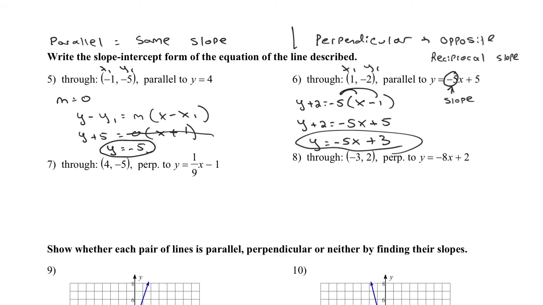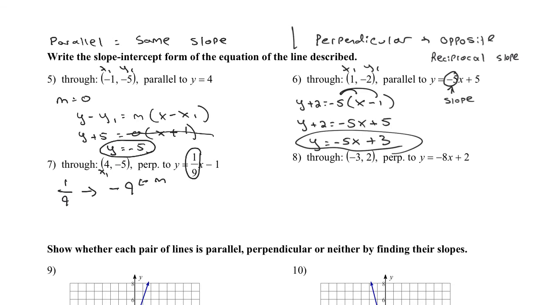All right, moving on to number 7. If I want something perpendicular to this, perpendicular to 1/9 means that we need to flip it. So flipping it would be 9/1, and change the sign. So my slope is going to be -9 here. So that's my slope.